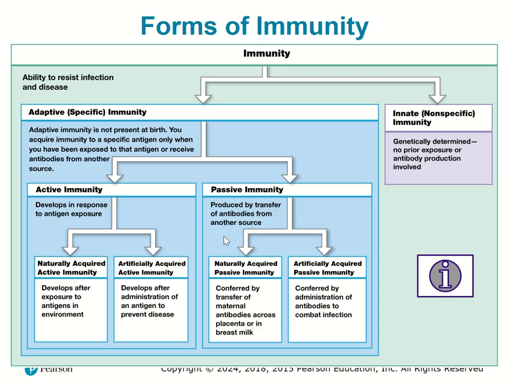Remember, with your active immunity with your T cells and your B cells, the B cells make antibodies once you're exposed to it. Passive immunity means you're not activating your B cells, you are just getting antibodies from someone. Well, how would you get antibodies from someone? It could be naturally acquired or it could be artificially acquired.